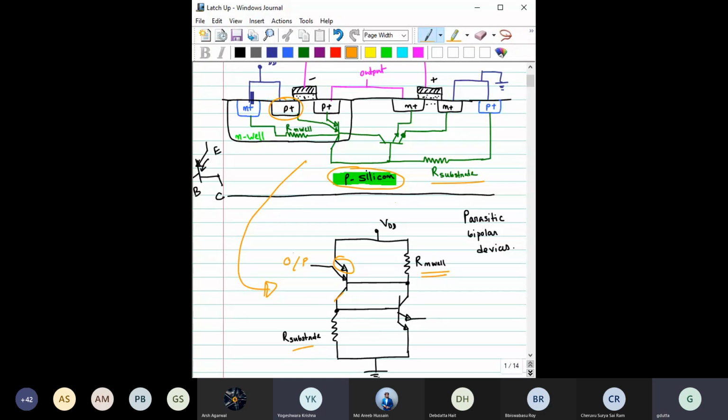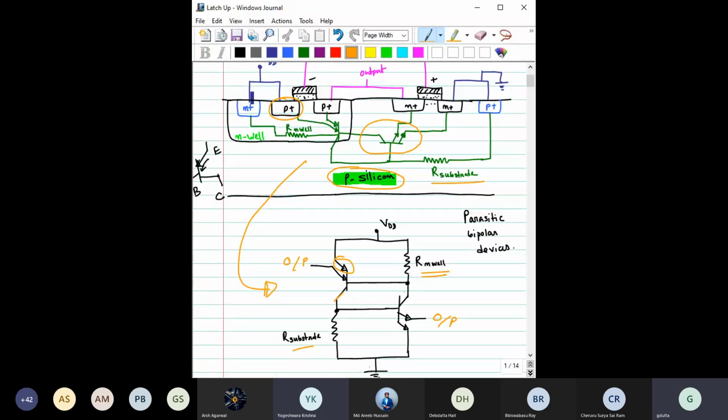Okay. Now let us come to this, and let us see whether we can explain it from here or not. So these two are N regions. One of the regions is connected with the output, the other region is grounded. So you can see one of the N regions is already grounded, the other is connected with the output, right? Okay. Then what about the base region? Sorry, base is this P region, and this P region is connected through a resistance R substrate to this, which is actually grounded. So this P region through R substrate is connected with the ground, right?